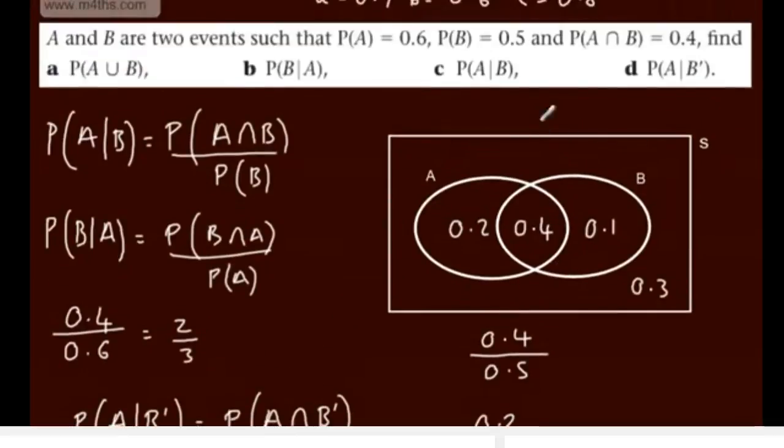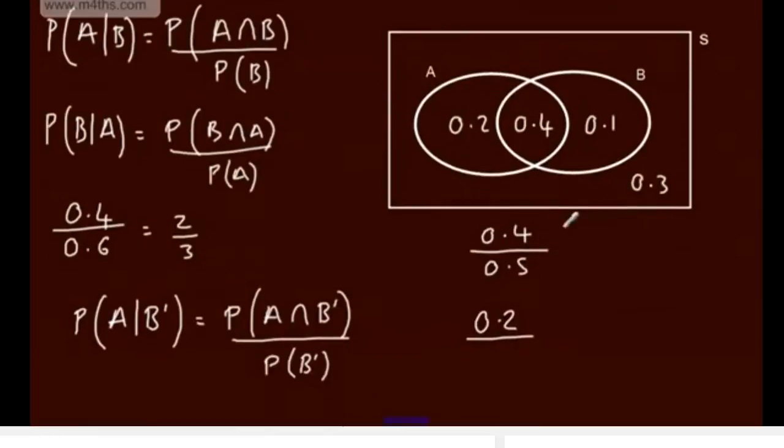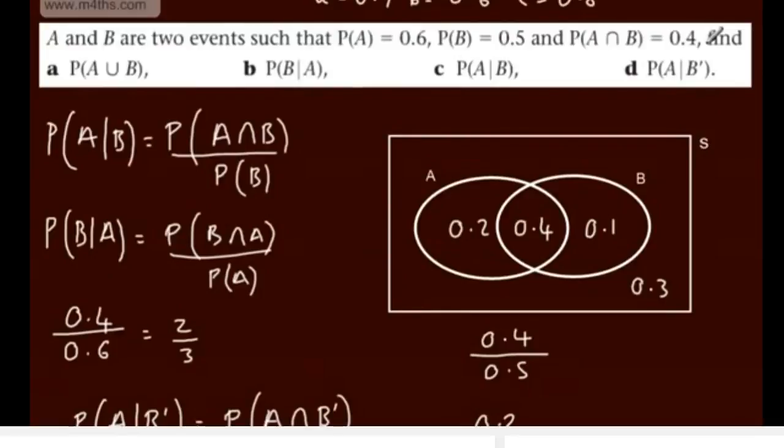We can see that the probability of B here is going to be 0.5. So what we end up with then is 0.2 over 0.5, which is going to give us 2/5, which is 0.4. So D is going to be equal to 0.4.